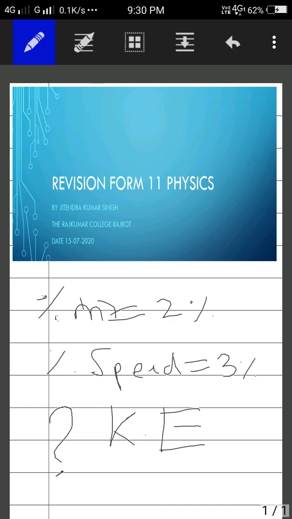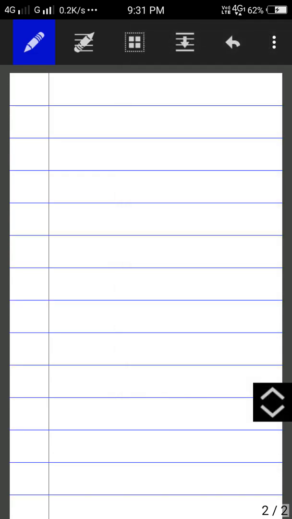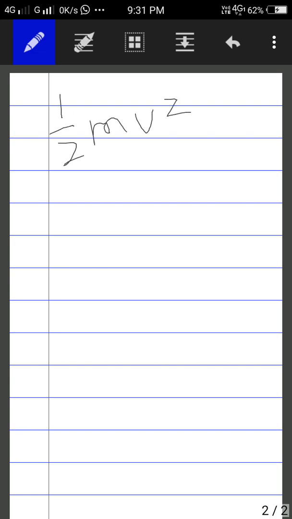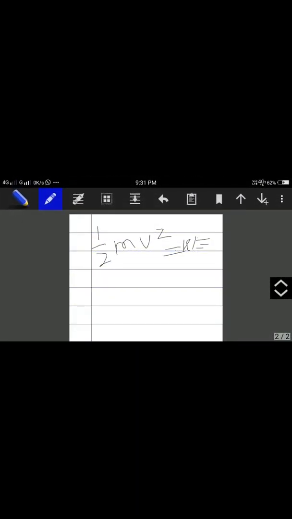Now we all know that the formula for kinetic energy is half of mv square. This is the formula for kinetic energy. Half of mv square equals kinetic energy. We all know this. Now how to proceed? We will proceed in a similar way as we all know.